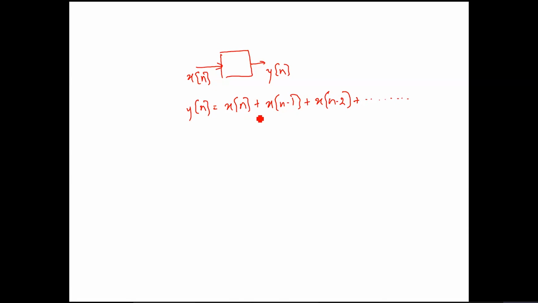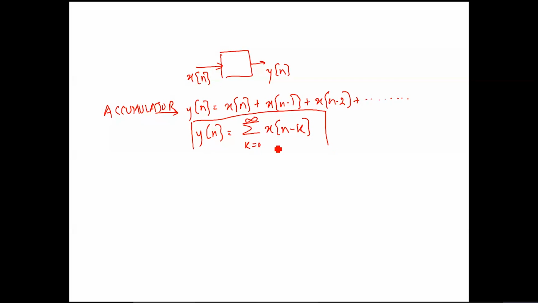So if the output is the sum of all the inputs till this time, then this is an accumulator system, and you will deal with it in multiple circuitry, in multiple systems. We can also write it in summation form. This is basically the sum of x of n minus k, where k is equal to 0 all the way to infinity. This is an accumulator system. If you just open it up, you end up getting the top line right there. So this is an accumulator system, right?